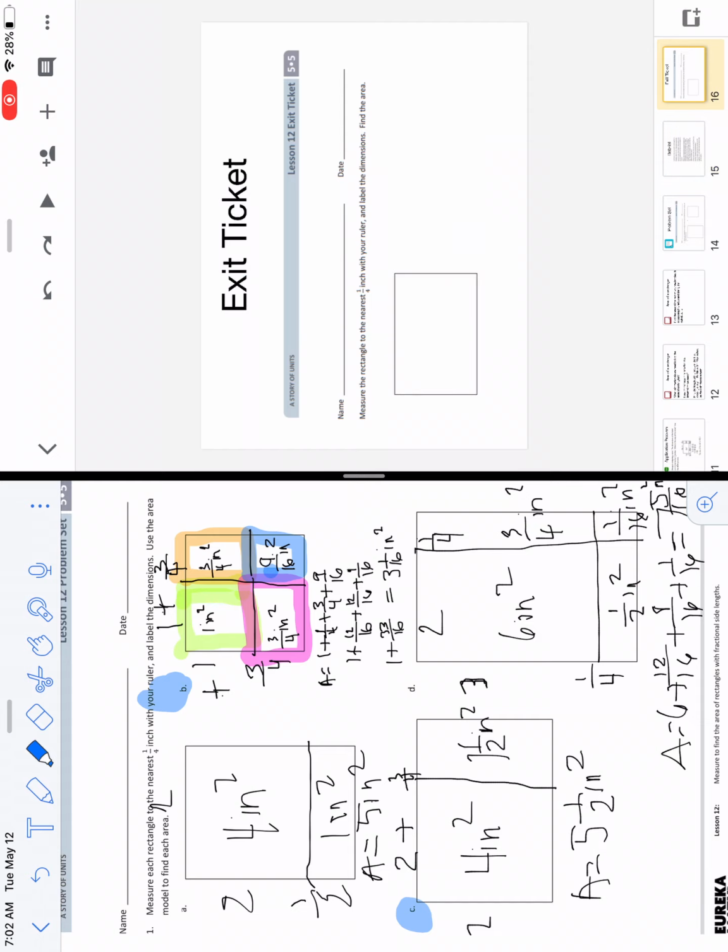You will be doing your exit ticket today, and you can use that paper ruler or a ruler that you might have at home to measure to the nearest quarter inch. Good luck today, everyone.